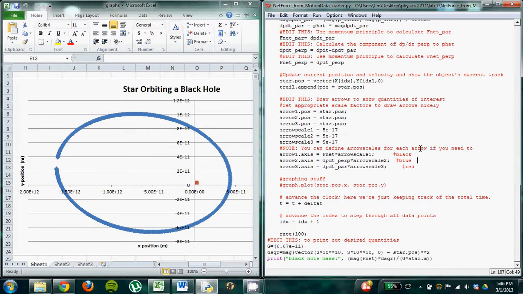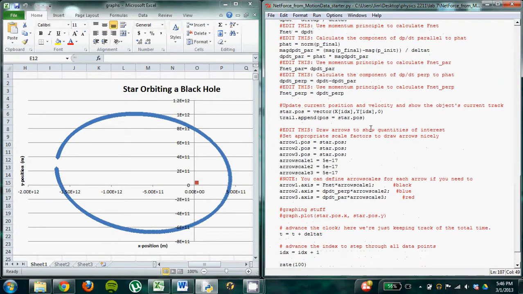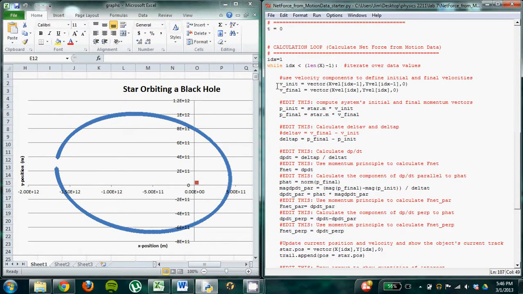Now, in order to take this model and calculate force and momentum from it, I used the program to take every two adjacent position points, and calculate the new velocity of the star. You can see that being done right here and right here.